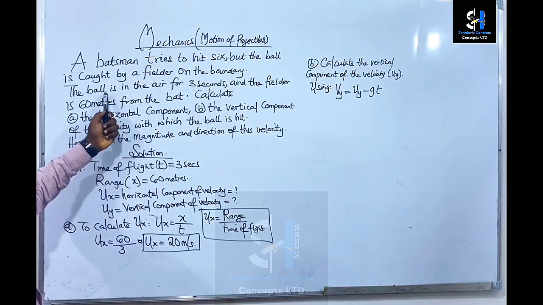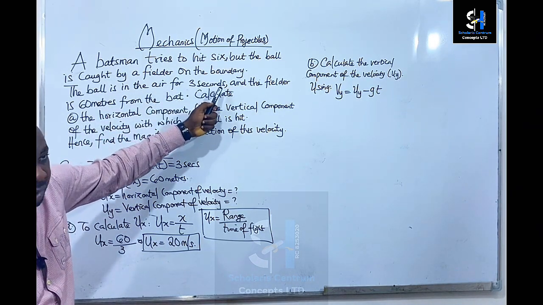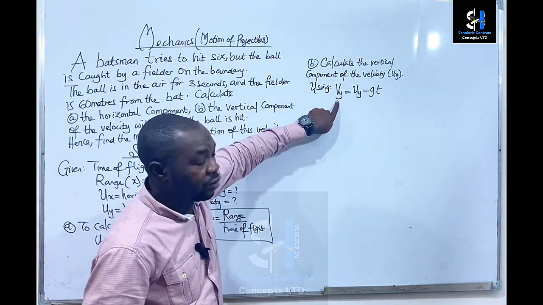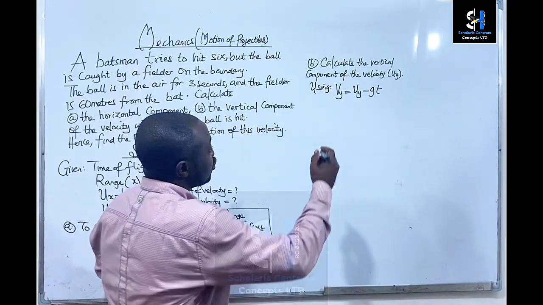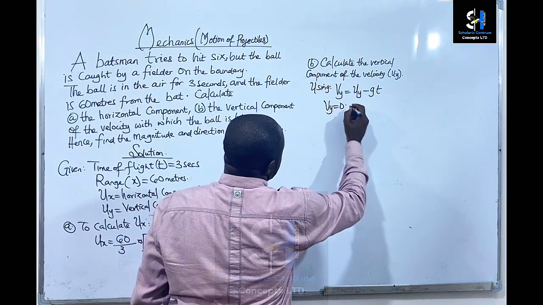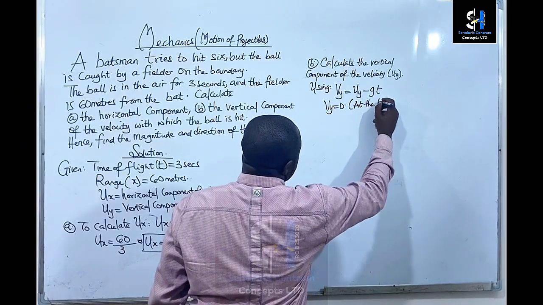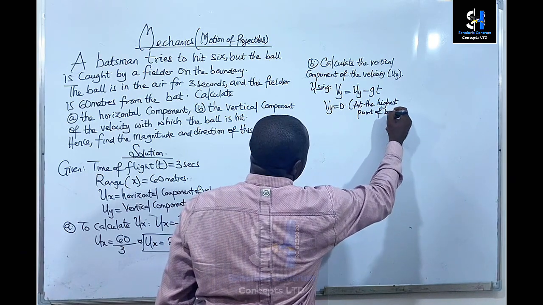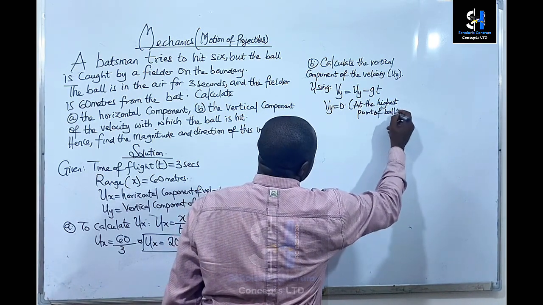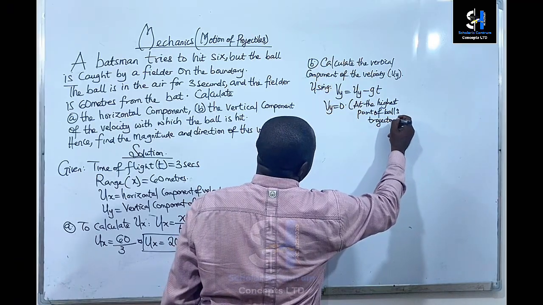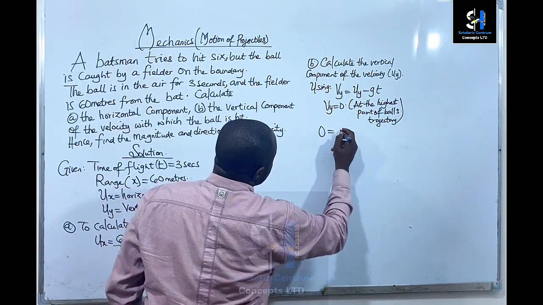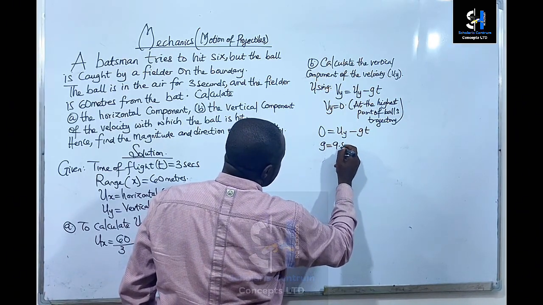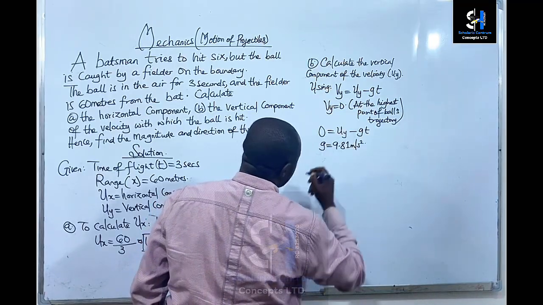That is, the ball is in the air for 3 seconds. So at the highest point of the ball's trajectory, the value of Vy will be equal to 0. So 0 equals Uy minus gt. Now let's not forget that g is 9.81 meters per second squared.